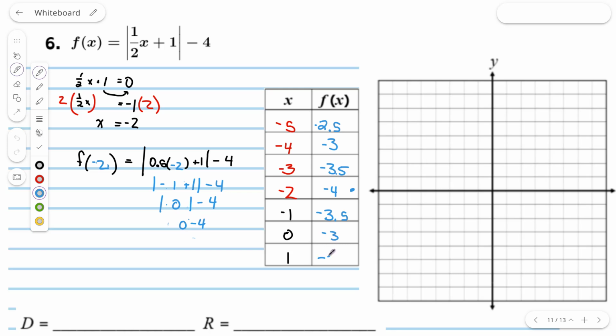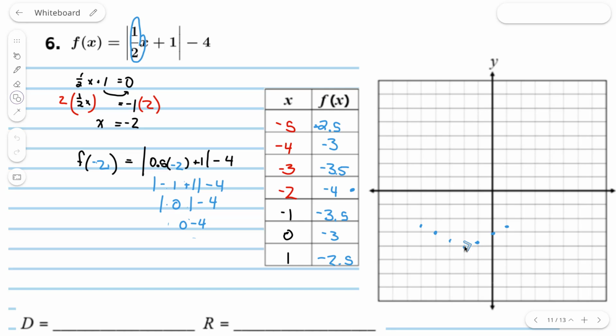This time we only went down and changed by half. See how that number here is going to affect how much we're changing by each time. So at -5, I went down to -2.5. At -4, I went down to -3. At -3, I went down to -3.5. At -2, I went down to -4. At -1, I started going back up to -3.5. At 0, I was at -3. And at 1, I was at -2.5.